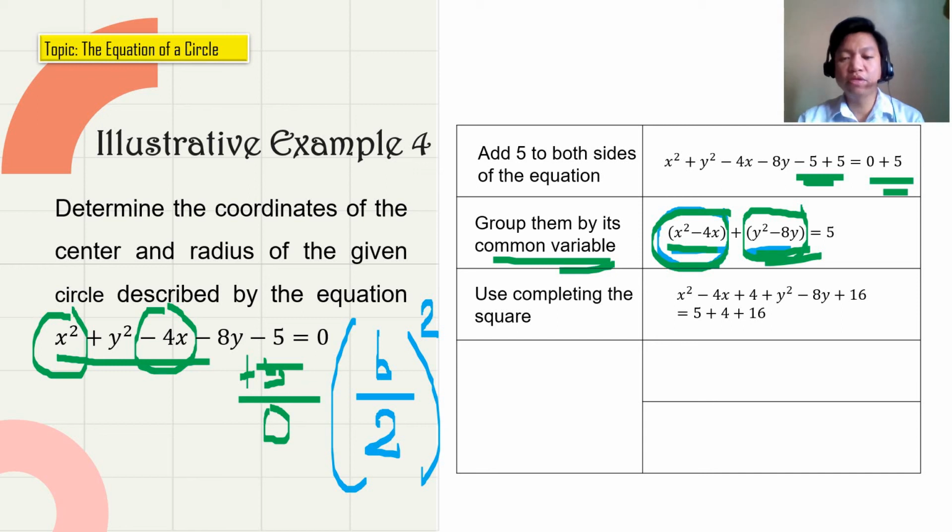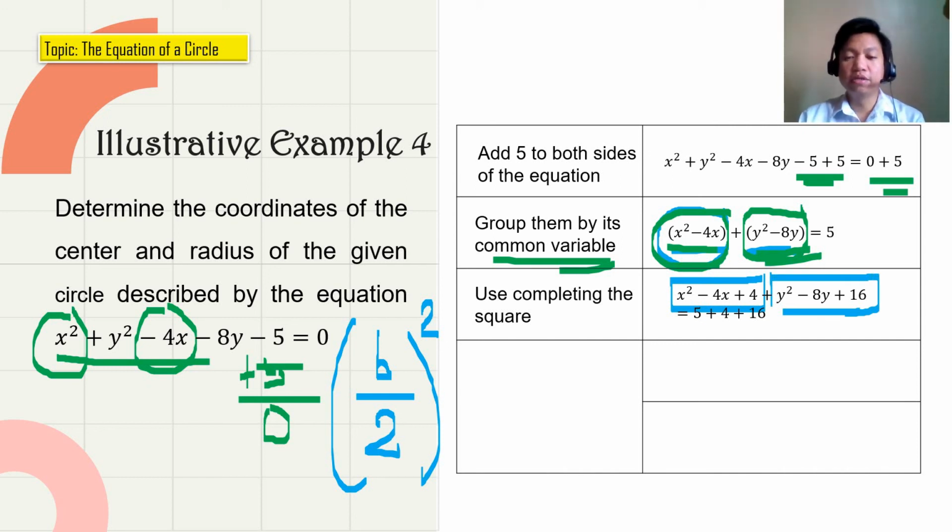Okay? So dyan, you just get half of -4. So -4 divided by 2 is -2 and then you just get the square of -2 that is 4. So kaya meron tayo ngayon ditong x squared minus 4x plus 4. And then ito naman din sa y, kukunin natin kung ano yung pang third term niya. So you just get half of -8 that is -4 and then you just get the square of -4 that is 16. Kaya nagkaroon tayo ngayon dito ng trinomial na y squared minus 8y plus 16.